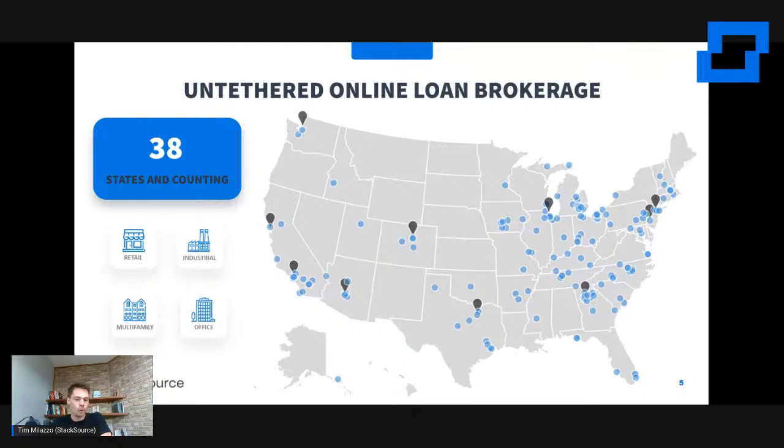We have been growing nationwide. So we've closed loans in 38 states so far. I mentioned retail, industrial, multifamily, and office makes up a lot of the types of financings that we're presenting to lending partners. We've done more than 200 loans across the country now, including more than 100 this year in 2021 as we are growing fast. As a matter of fact, we're one of the fastest growing commercial mortgage platforms in the country.